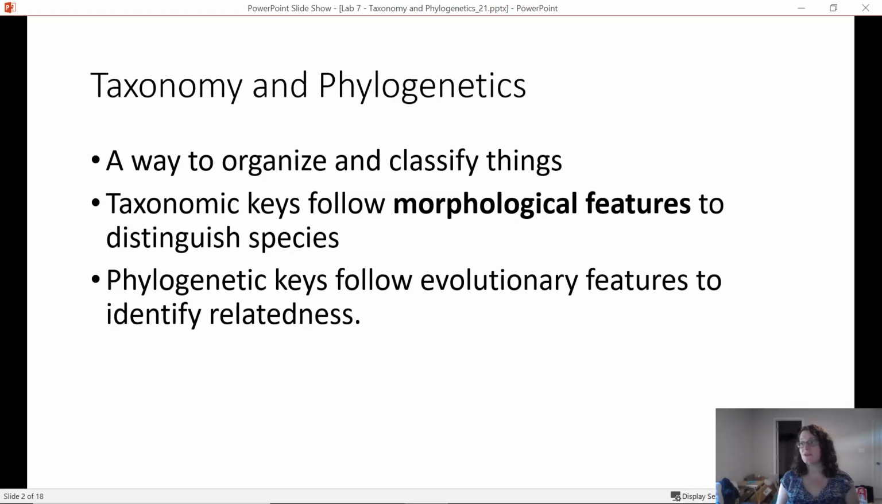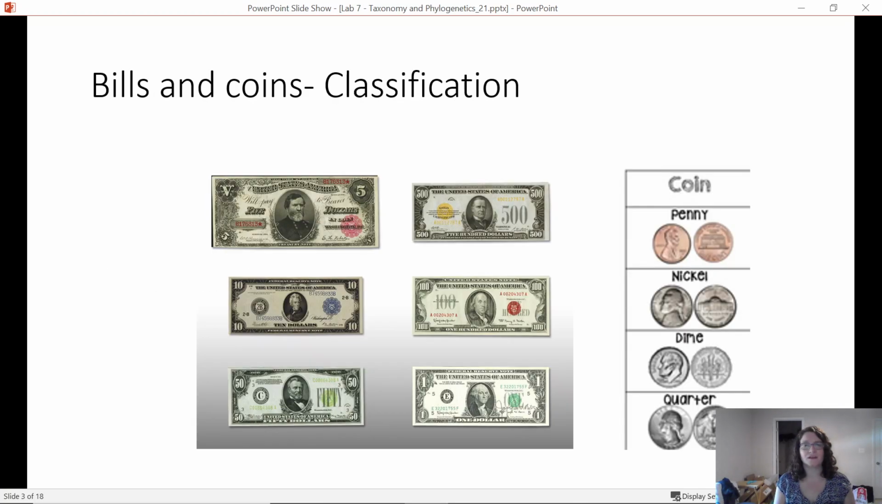Phylogenetic keys instead follow evolutionary features, and the closer you are together on the tree, the more related you are. Okay? So the phylogenetic key is going to be the focus of some of the information being given to you by the sub, but really the idea is the evolutionary features identify relatedness, so that you can actually track back the distance away that this individual is. All right, so I like to start with this one. It gives you an idea of how to start. This is one thing you can do.